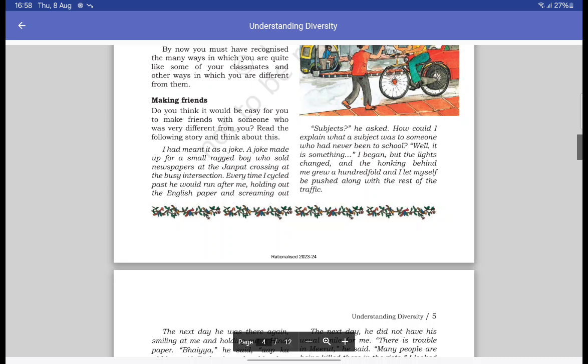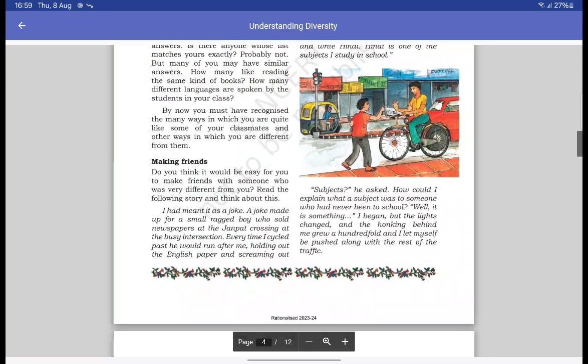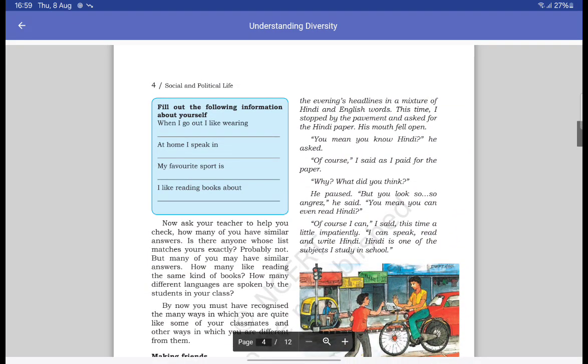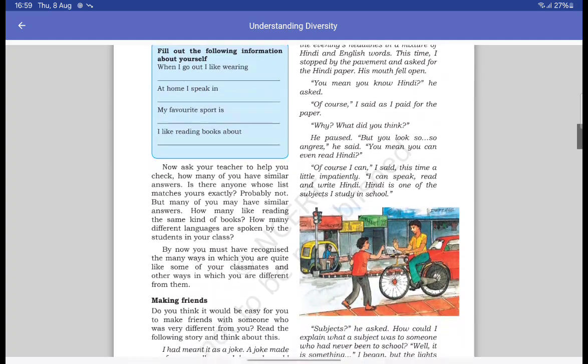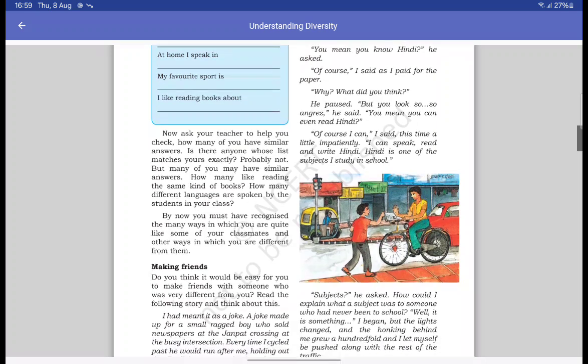I had meant it as a joke made up for a small, ragged boy who sold newspapers at the Janpat crossing at the busy intersection. Every time I cycled past, he would run after me, holding out the English paper and screaming out the evening's headline in a mixture of Hindi and English words. This time, I stopped by the pavement and asked for the Hindi paper. His mouth fell open. You mean you know Hindi? He asked. Of course, I said as I paid for the paper.